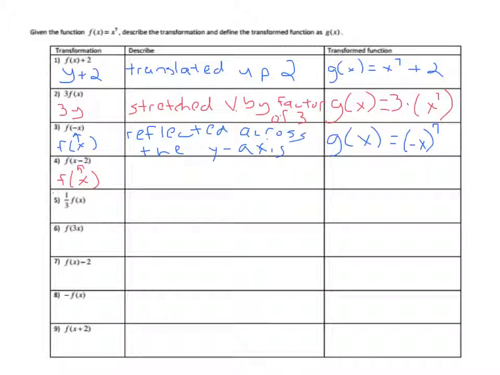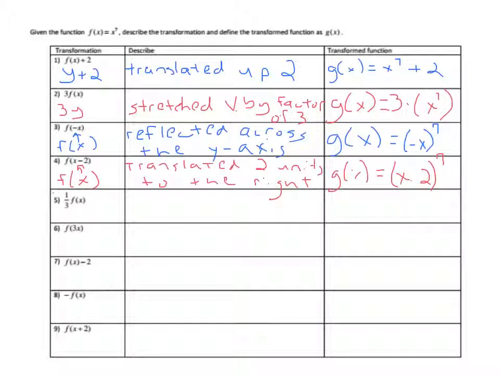So in this case, for number 4, that means that it is translated 2 units to the right. And if I look at the function g of x, I have g of x. And in my original function, I had x to the 7th. But what we're really going to place in is x minus 2 instead of x.